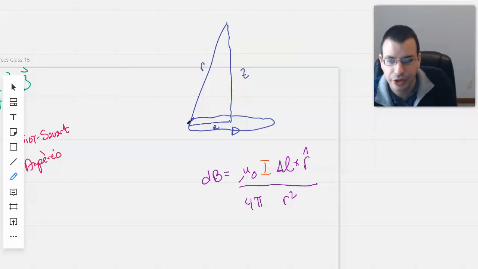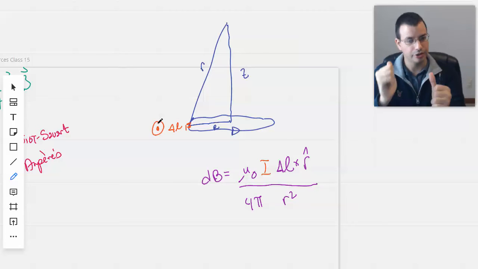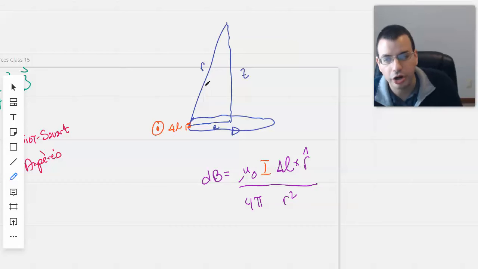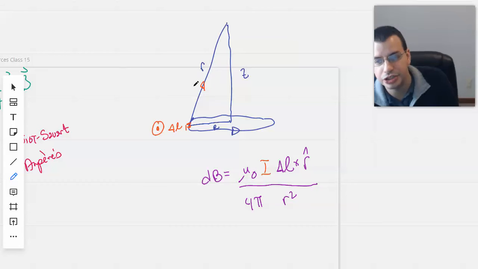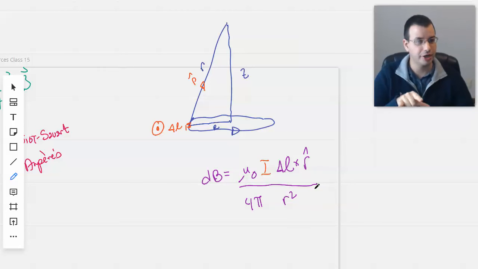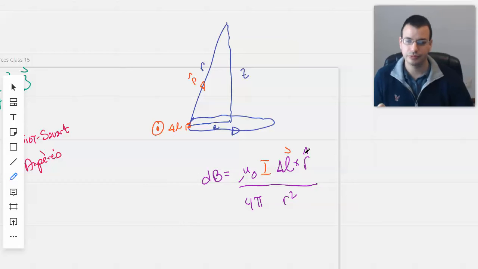dl, this will be dl right here. And in this picture, dl is actually coming out of the board towards us. And then r is up this direction. So this is the direction of r. So the first thing we should probably do is find the cross product of dl cross r. This is supposed to be a vector, and I think we probably get a vector out of this too. Probably, because we have a cross.